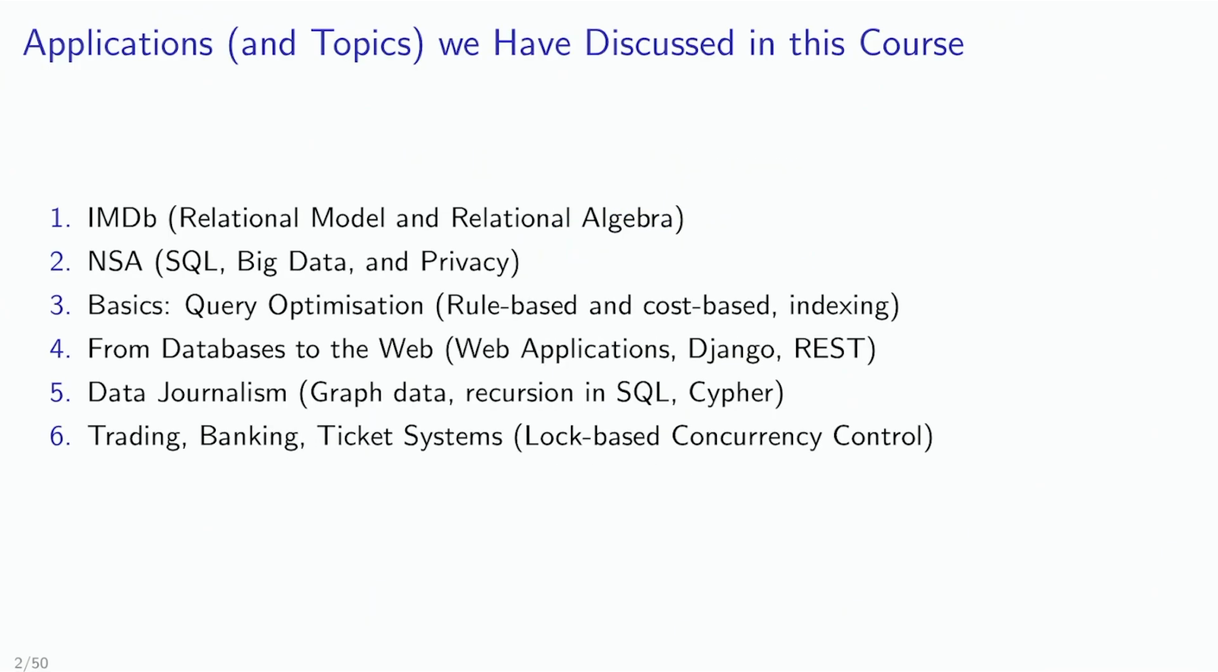So this is the application view we used throughout this course. So there was always an application, and then there were a couple of techniques I explained along the lines. So for IMDb, it was relational model and relational algebra, and then there was actually a part 3. I put it after data journalism. It's also related to that. So from databases to the web. Yeah, so web applications, Django, and the REST API. We talked about that also in the context of IMDb.